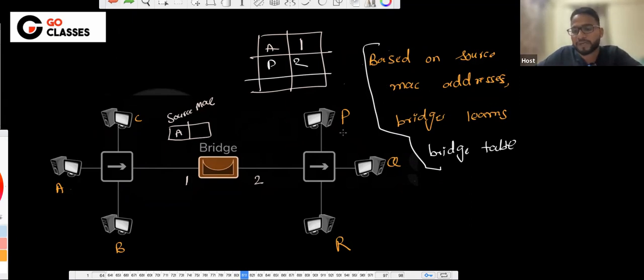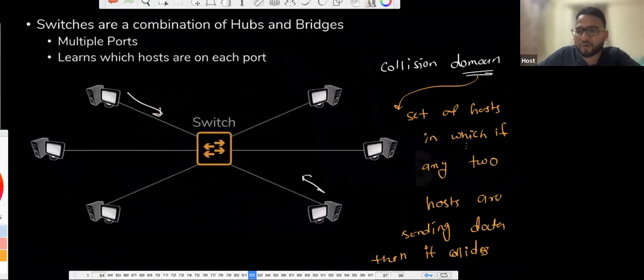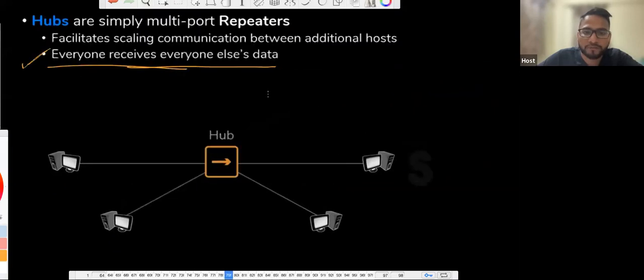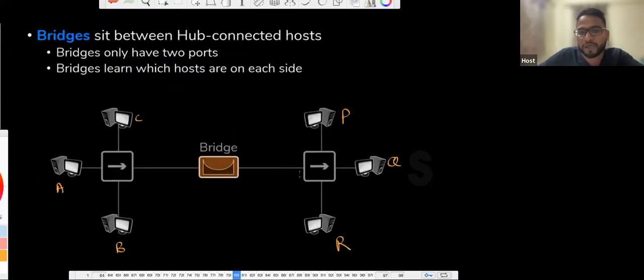So a collision domain is basically, as I said, a set of hosts in which if any two hosts are sending data, then those packets may collide. Okay, let me go here. See, if this is sending data and this is sending data, then these packets will definitely collide. That's why these are all in just one collision domain, because if any two of these are sending data, they will collide. Now similarly, if any two of these are sending data, they will definitely collide, isn't it?